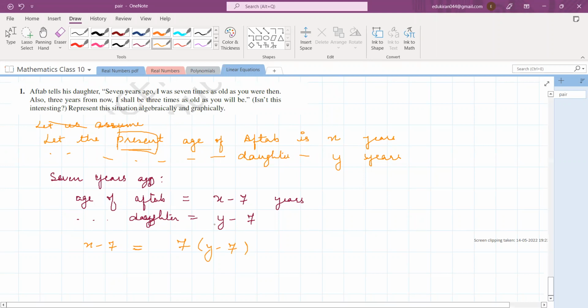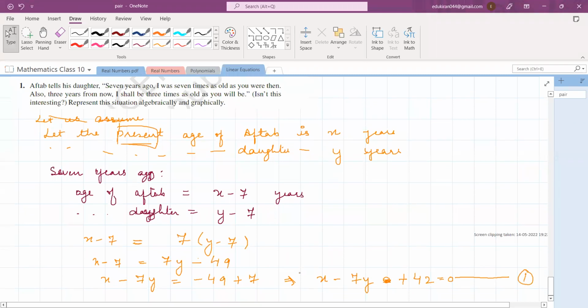Okay, so just simplify this. So X minus 7 is equal to 7 into (Y minus 7), and 7 into 7 is 49. Then X minus 7Y is equal to minus 49 plus 7. So this will give me how much? X minus 7Y is equal to minus 42. So this is the first equation. I have converted it into the general form, or you can write it like plus 42 is equal to 0. That is also fine. You can write it like this also, right?